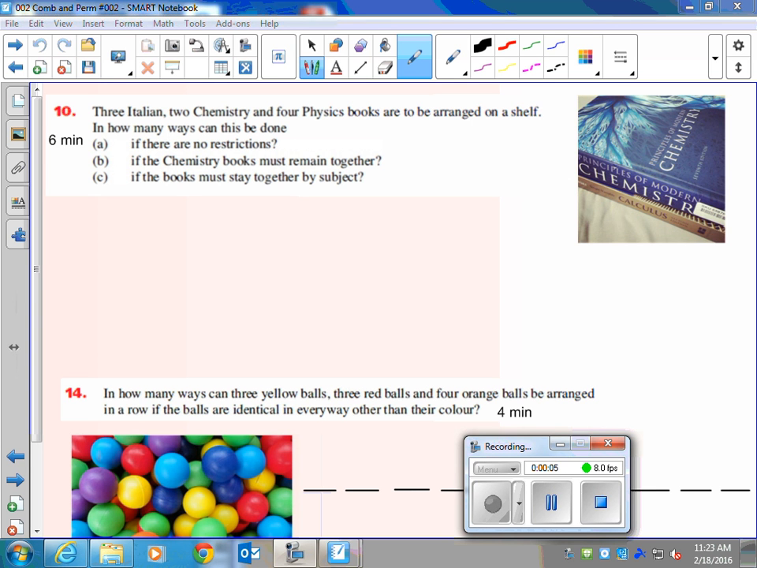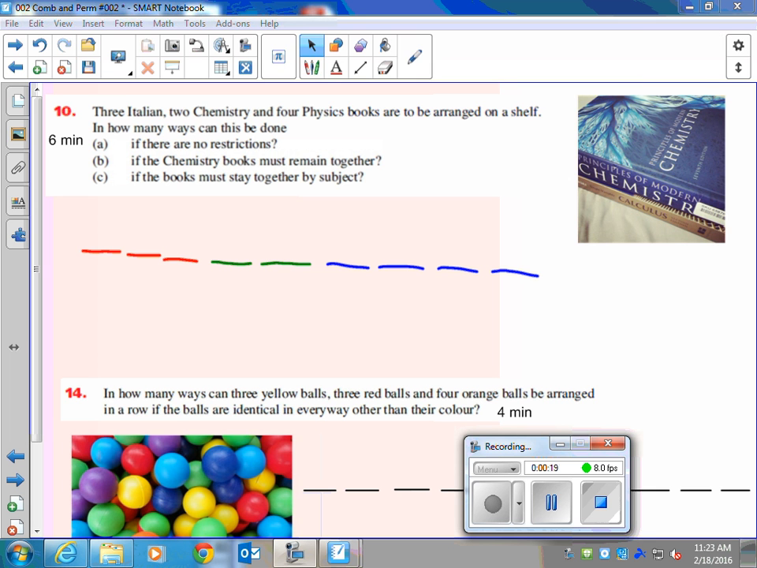Problem where we have 3 Italian books, 2 chemistry books, and 4 physics books. Okay. And I bet you're not having trouble with the first one. No restrictions means how many books are there? 9, right? So it'd be 9 factorial. And if you want to remember how that works, we're just picking all of these.